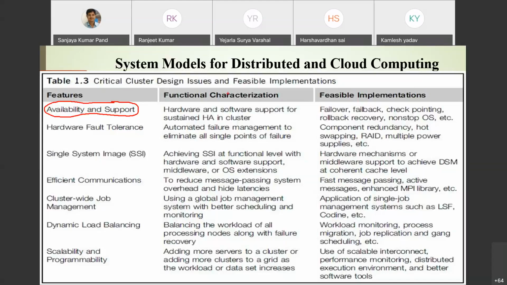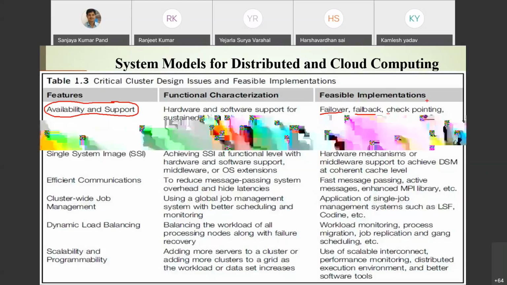You can go for failover or failback, right? If a system has failed, its backup server may come into the picture. Once the original server is repaired or recovered, you can put the work back on that server, right? Another concept used for fault tolerance is checkpointing.